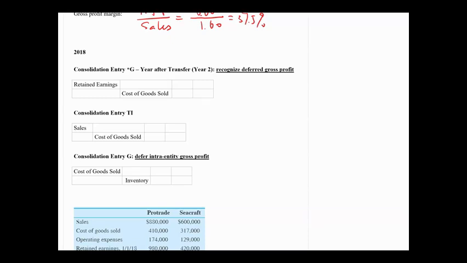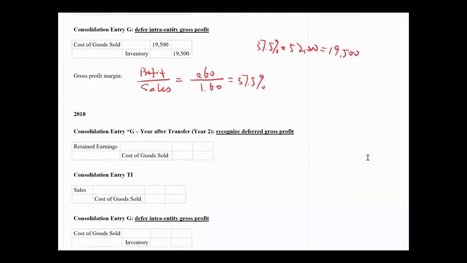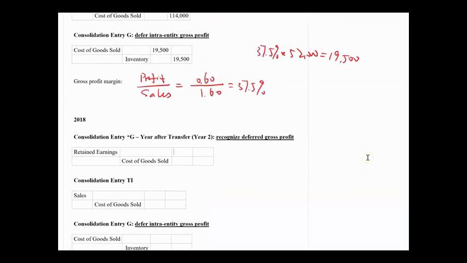At the same time, we debit retained earnings, and the reason is that this is a downstream transfer, and we assume the parent company is not using the equity method. If that's the case, then its retained earnings include the gross profit that should be deferred to the current period, but it is not, so we need to deduct it at this time. The dollar amount here is the same amount we deferred in the prior period. It will be 19,500.